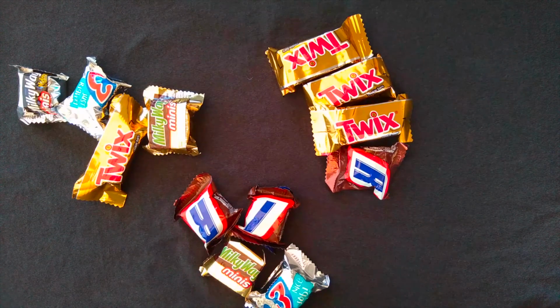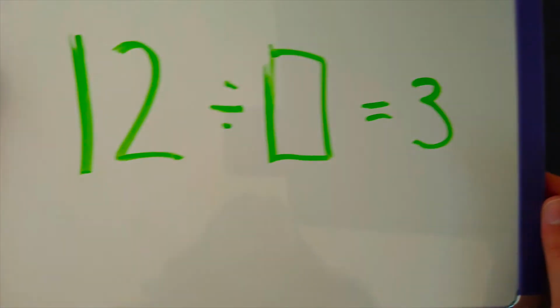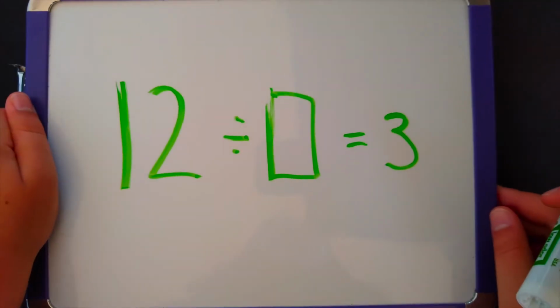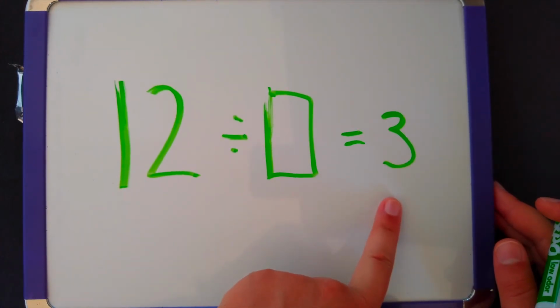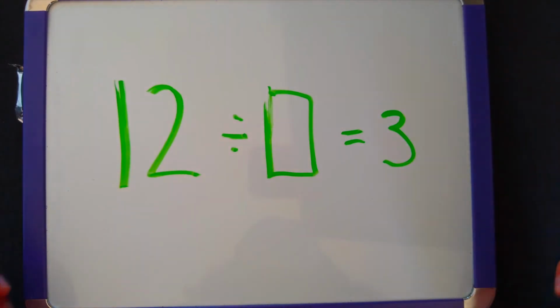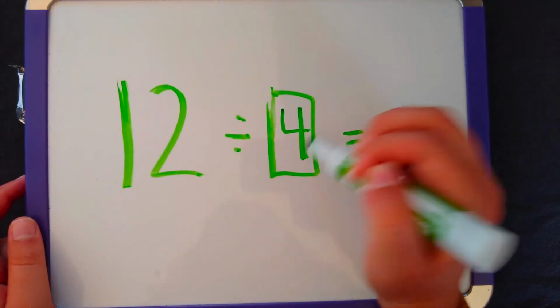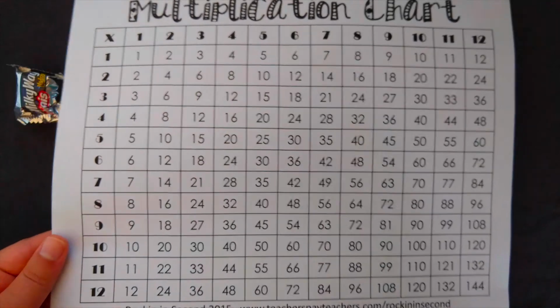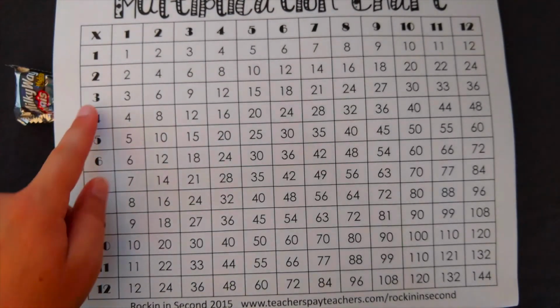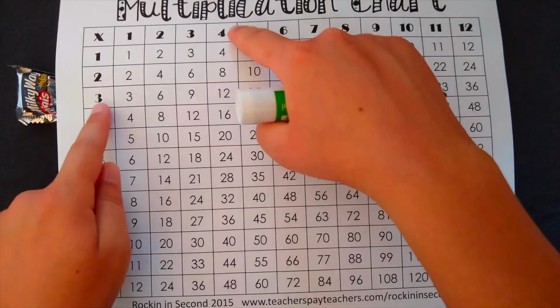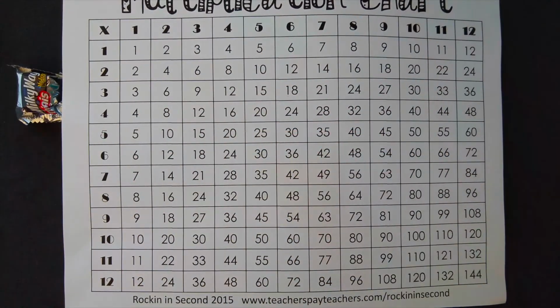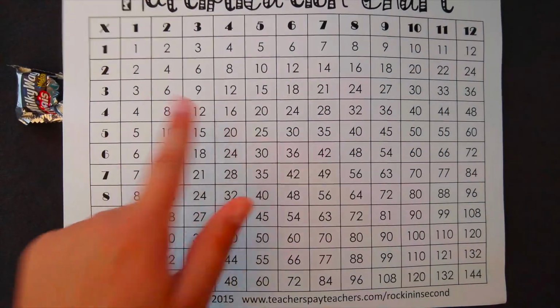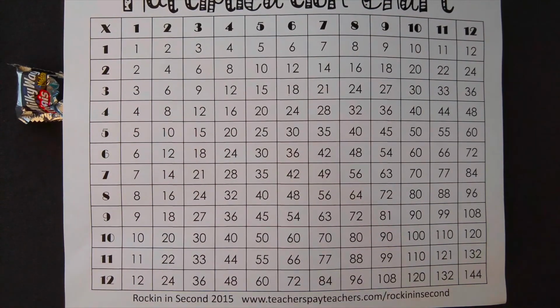Now, what do you think our unknown number is for 12 divided by something gives us 3? That's right, 4. Also remember our multiplication chart, and that 3 times 4 equals 12. This also helps us know that 12 divided by 4 gives us 3.